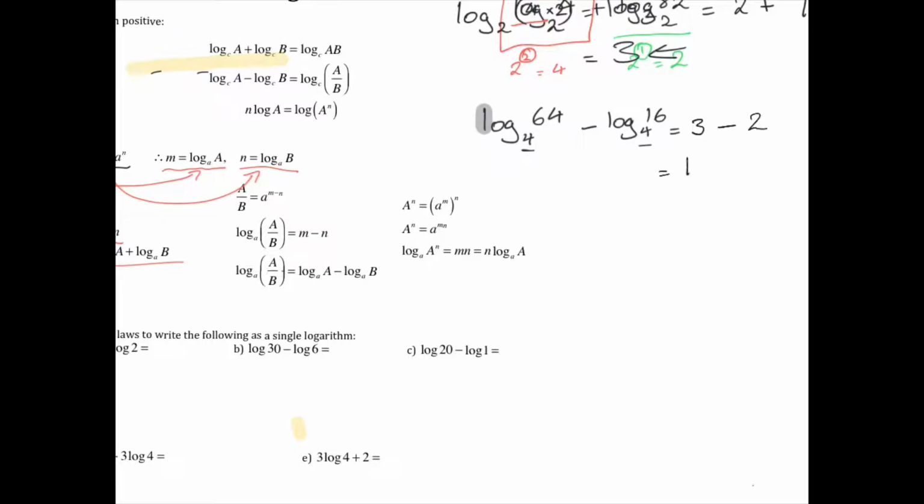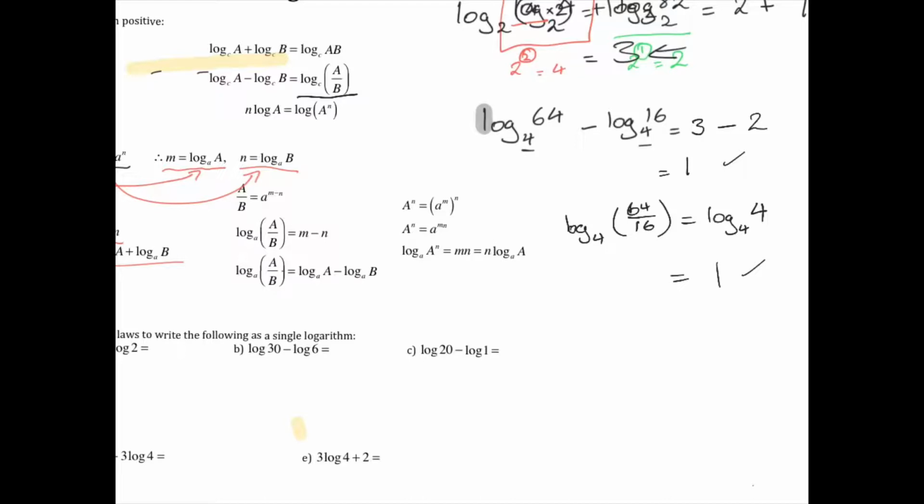Now let's see if the other side works. The other side says I can just divide them. Log base 4 of 64 over 16. Does anyone know what 64 divided by 16 is? 4. Who knows what that equals? Log of 4 base 4. 1. And they are the same. Excellent. It does work. Is everyone okay?